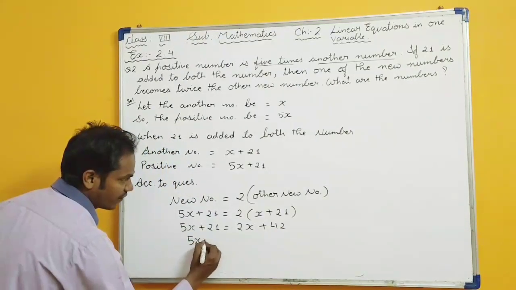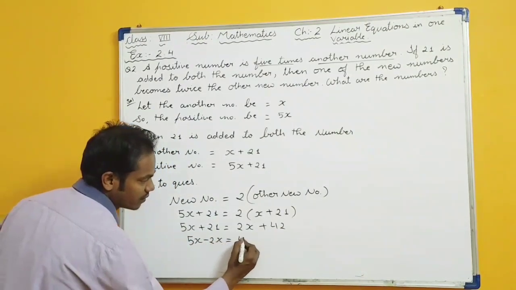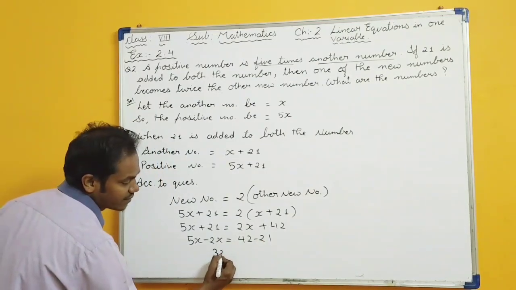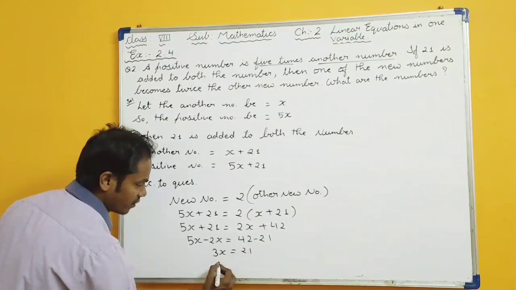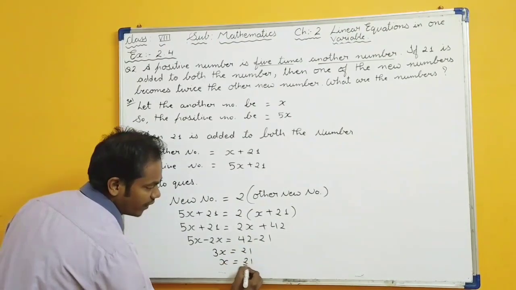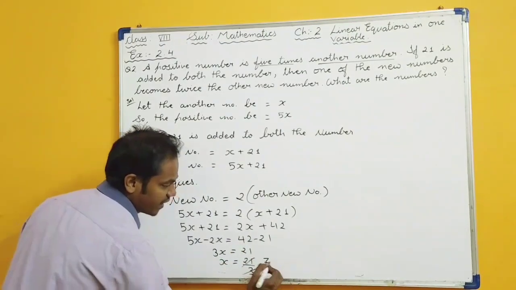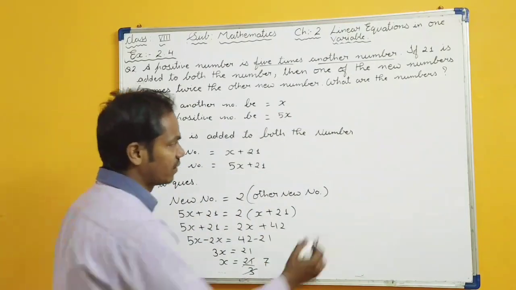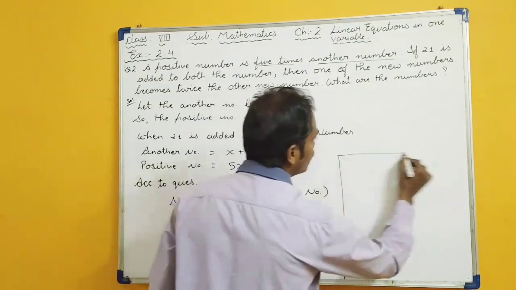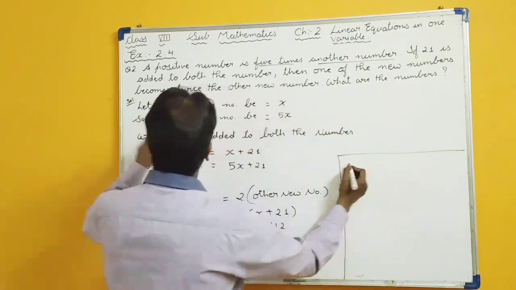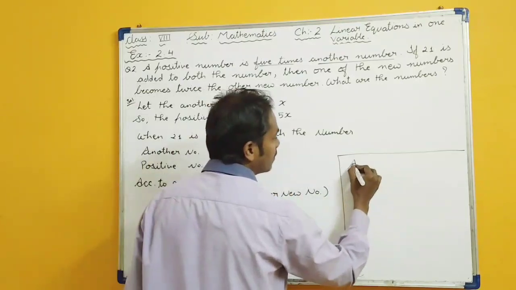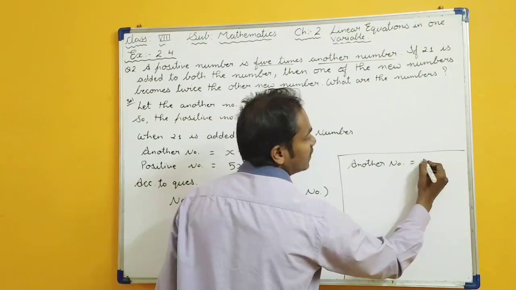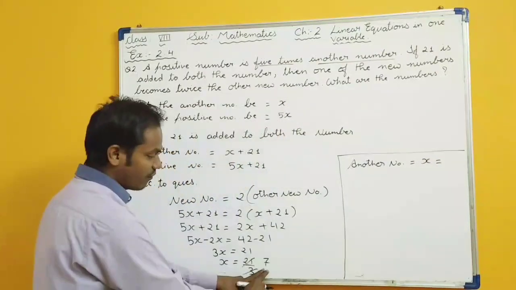Shifting, 5x minus 2x, 42 minus 21. 5x minus 2x is 3x, and this is 21. So x is equal to 21 upon 3, so your x is 7. So what are the numbers? We have to find numbers. So you have assumed another number that is x, and x you have find 7.